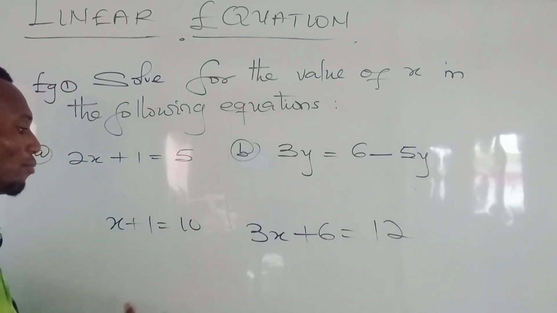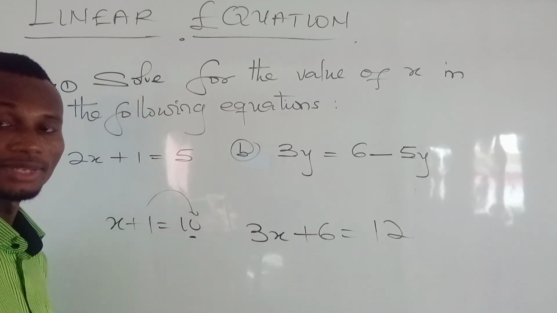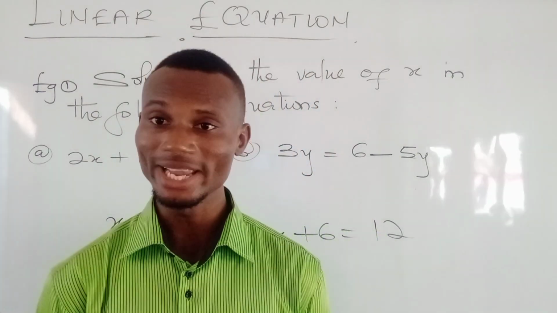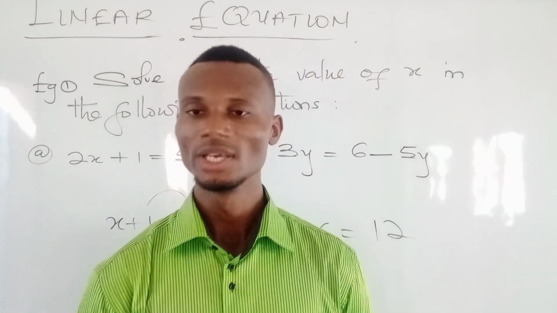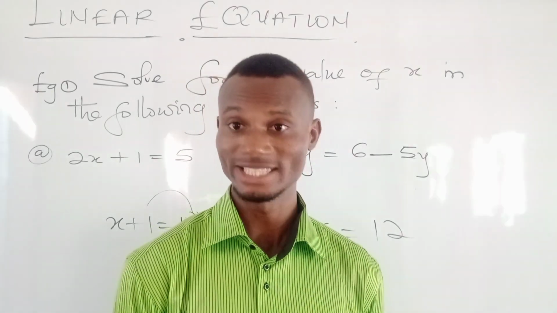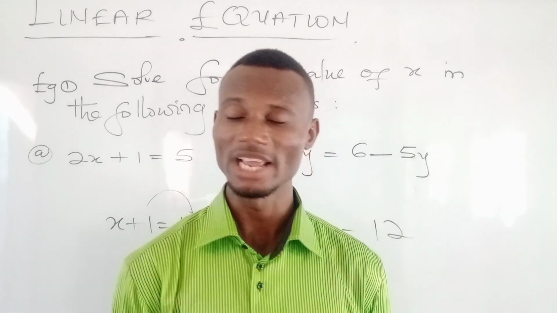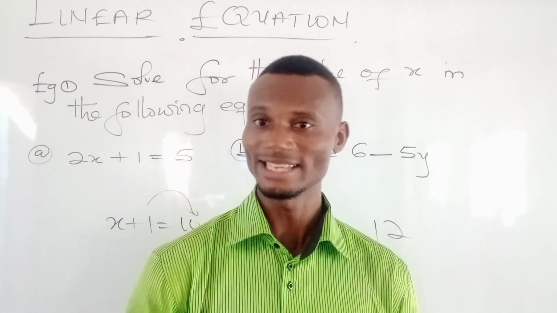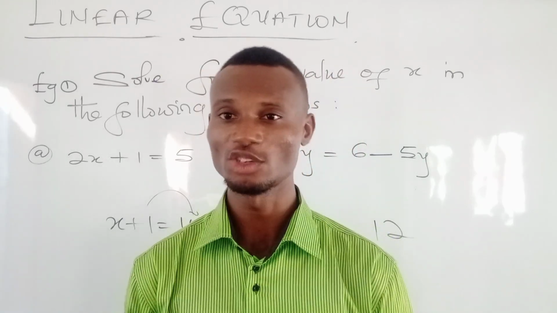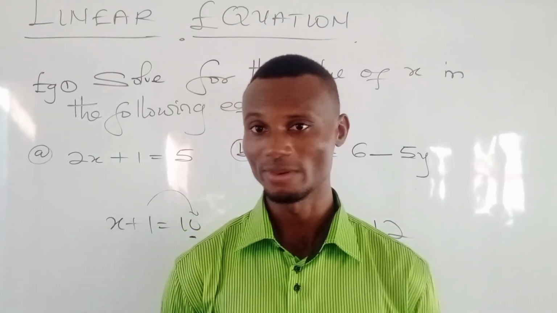But before it goes and joins the 10, it will cross the equal sign and come here. If anything crosses an equal sign, be it a number or a variable, the sign itself changes. The sign it initially has changes to the opposite. If it is positive, it changes to negative, and if it is negative, it changes to positive. I hope the understanding is clear.